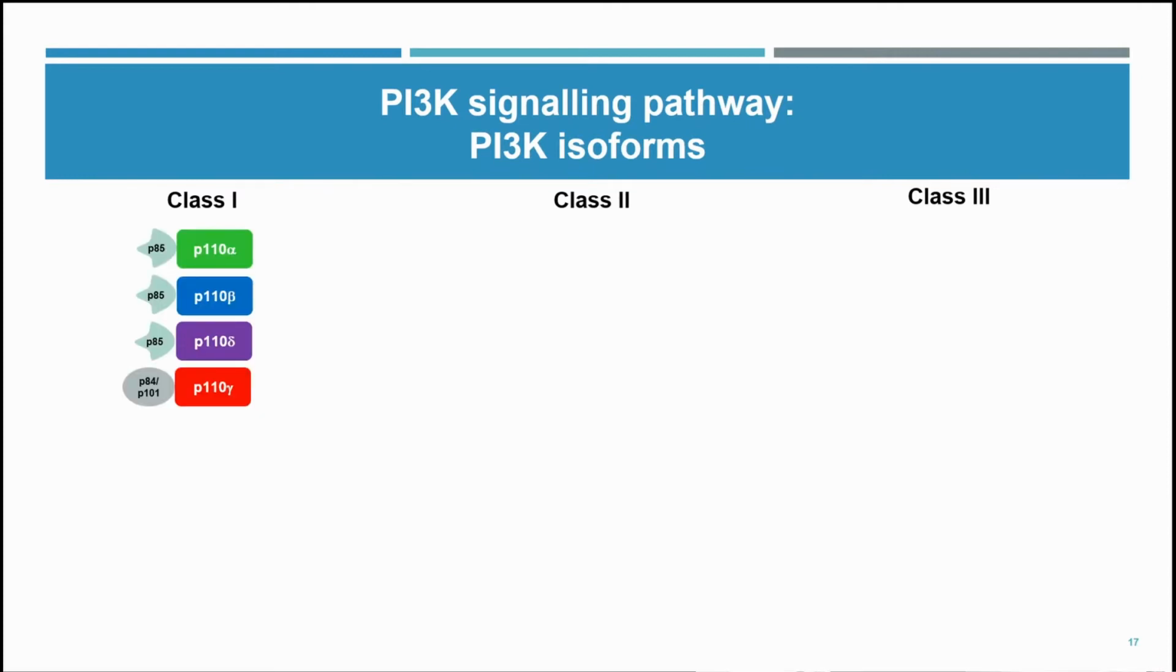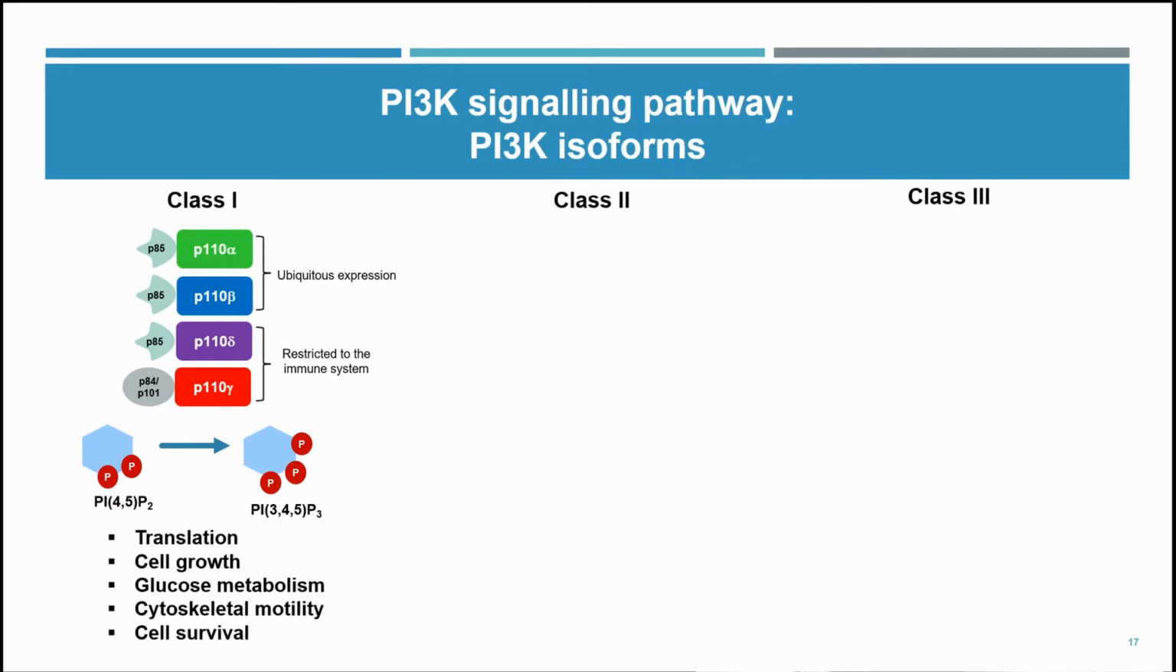For class 1, we have 4 different heteromeric enzymes, which are composed of a P110 catalytic subunit and a P85 or P101 regulatory subunit. PI3K alpha and beta are expressed ubiquitously, and PI3K delta and gamma have a restricted expression to the immune system. They phosphorylate PIP2 into PIP3, and they have been involved in different cellular processes such as translation, cell growth, glucose metabolism, cytoskeletal motility, and cell survival.